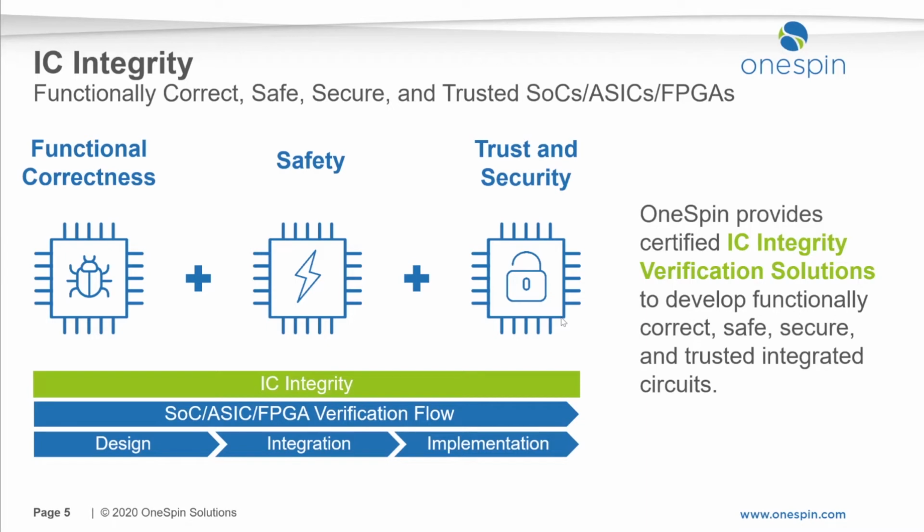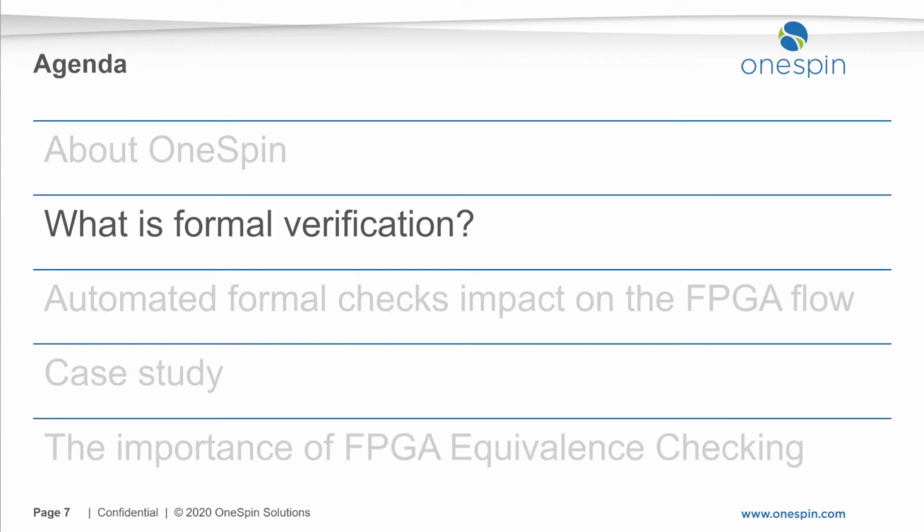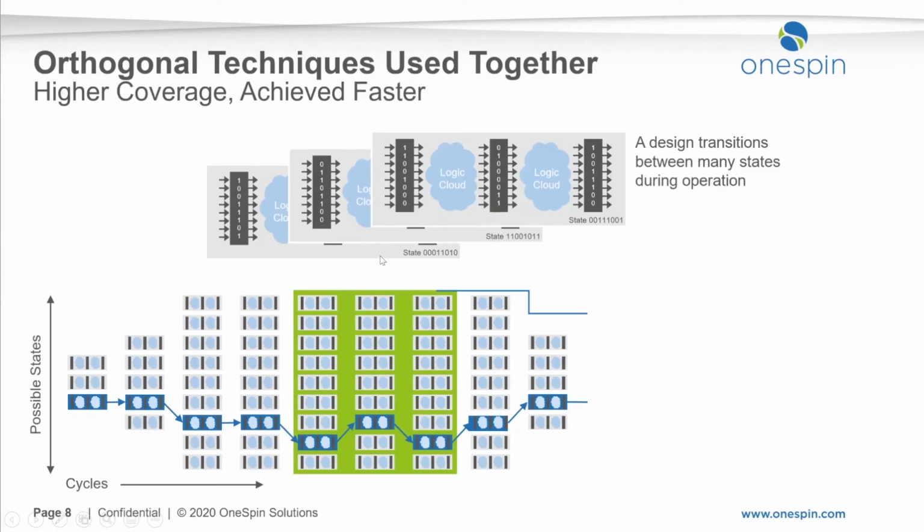Our story is based around three pillars, which are functional correctness, safety, and trust and security. The topic of today's talk is going to focus mostly on functional correctness. So, what is formal verification and why should you care? Let's start by comparing it to simulation.